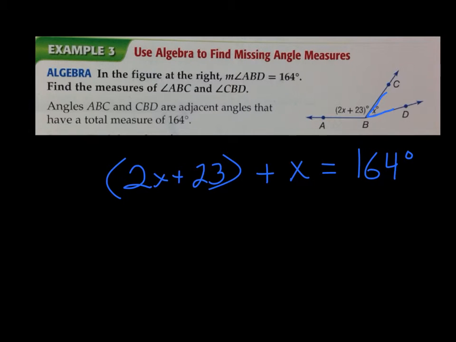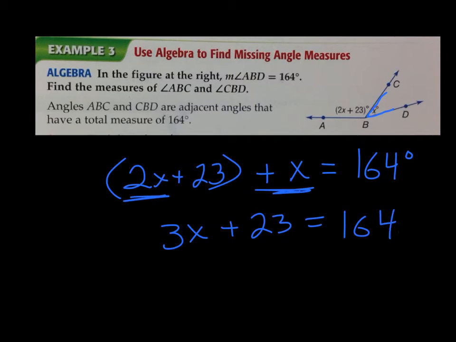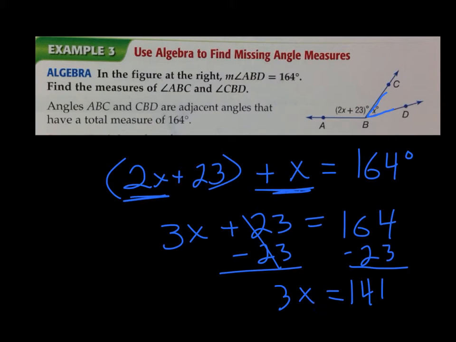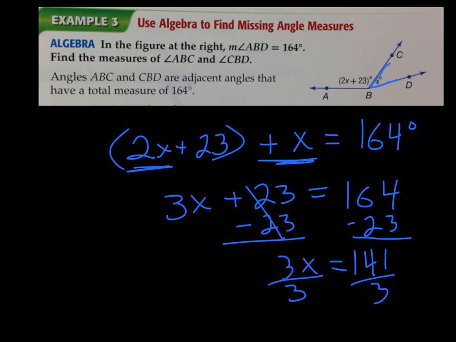That's what I've shown. Next, I combine my like terms. So I've got an x and a 2x here, which makes 3x plus 23 equals 164. Now before I can get x by itself, I have to get rid of my 23, so I subtract 23 from both sides, it cancels out, and I'm left with 141 over here, which is equal to 3x, and now I divide both sides by 3. So that leaves me with x equals 47.